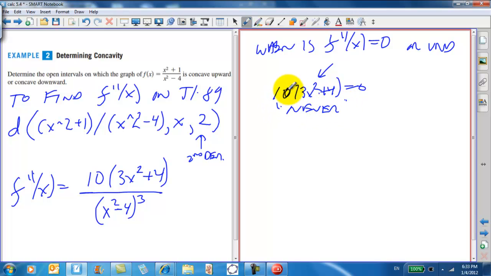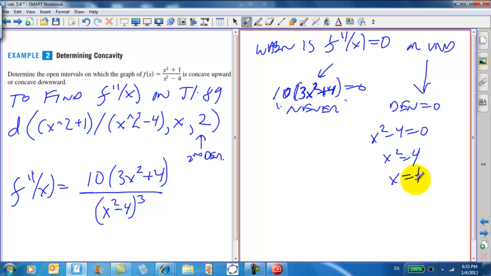Never, because you're starting off with 3x squared plus 4. You set that equal to 0, you're going to get imaginary answers. So we're going to have better luck figuring out when it's undefined, and that's when the denominator equals 0. So that's when x squared minus 4 equals 0, or when x squared equals 4, so x equals plus or minus 2. So we end up with those two things as candidates for when it's defined or undefined.